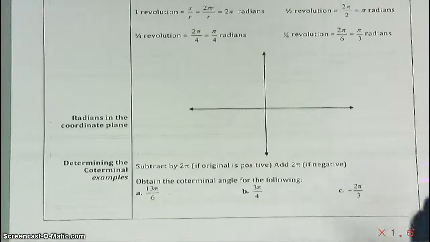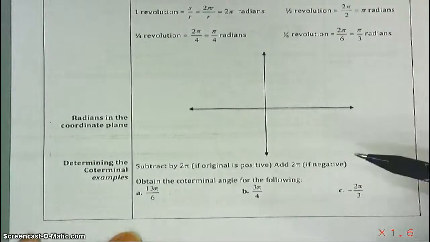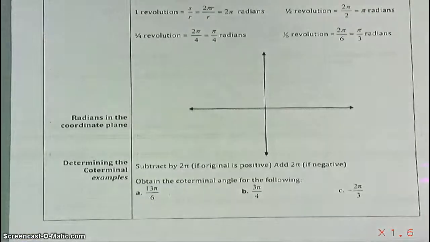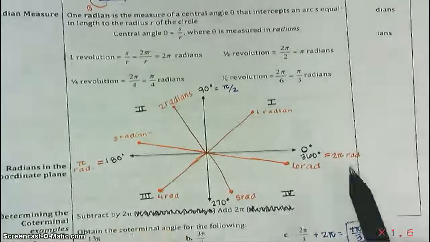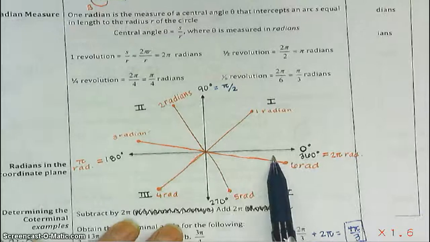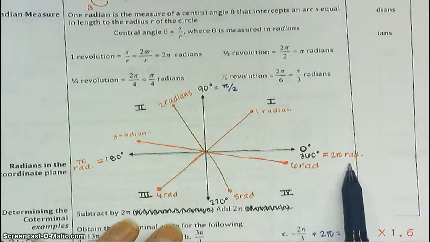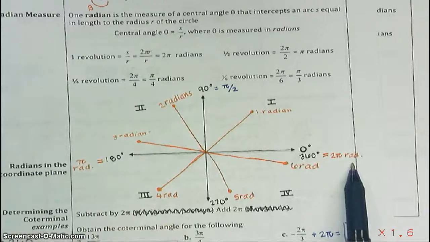We are going to talk about coterminal angles, and we started talking about that the previous day in class. What you're going to do is just add and subtract a rotation in degrees. This is what we filled out yesterday. A full rotation would be 360 degrees. The equivalent to that is 2 pi radians.